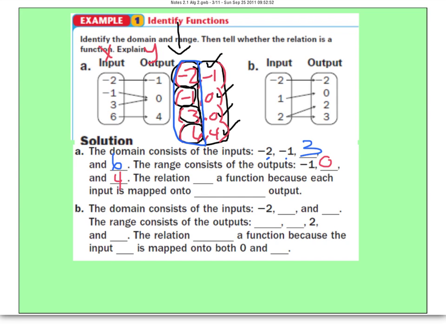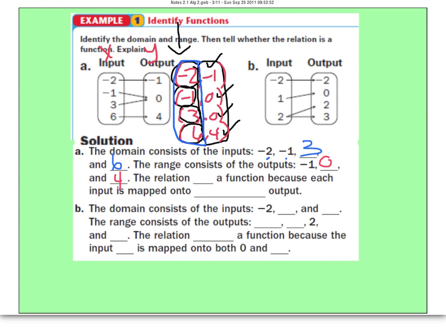The second problem here, I'm going to write these as ordered pairs. Again, it's mapped, so it means (-2, -2), (-1, 0), (2, 2), and then (2, 3). Now the domain in this case, again, is going to be all of the x values. So -2, -1, and 2, only listed one time. The range is all the y values. So -2, 0, 2, and 3.